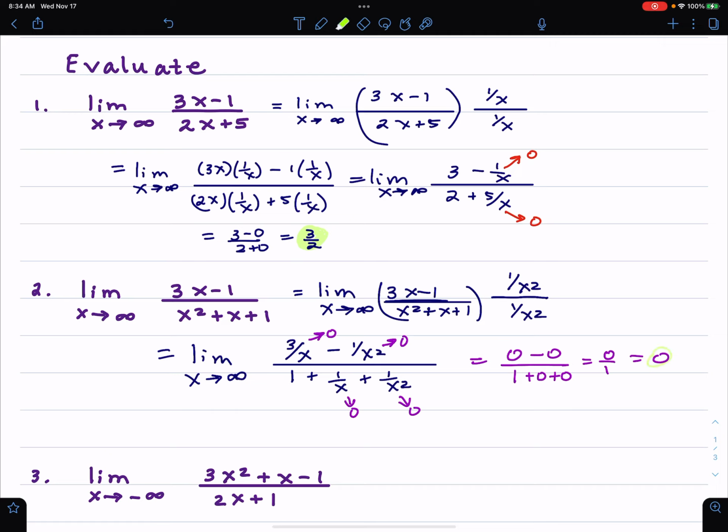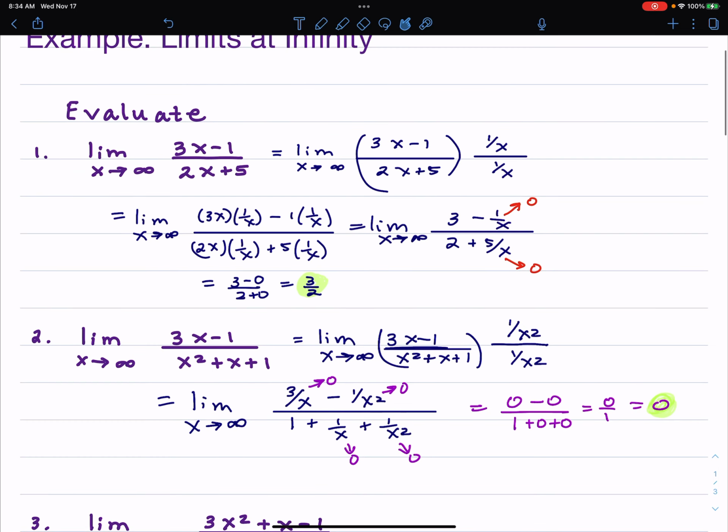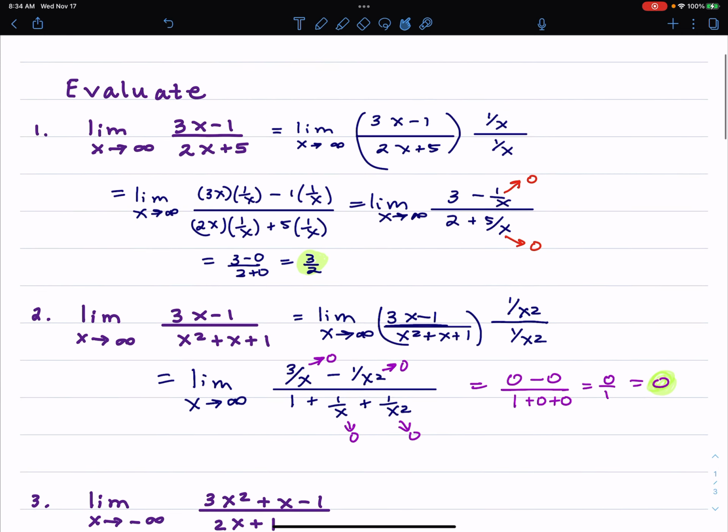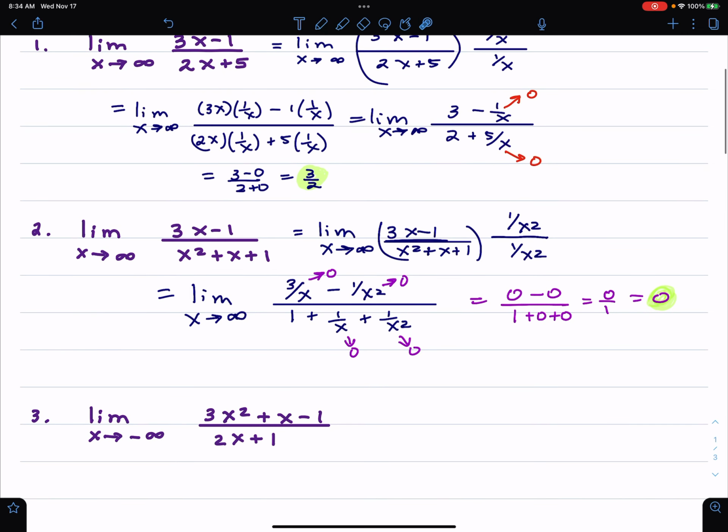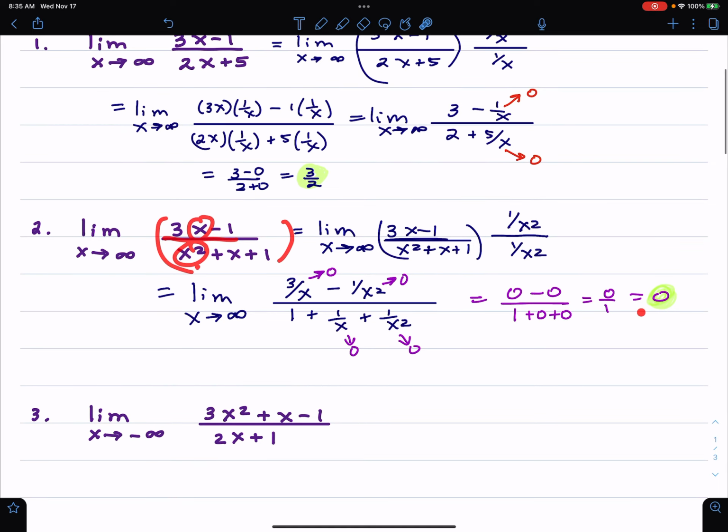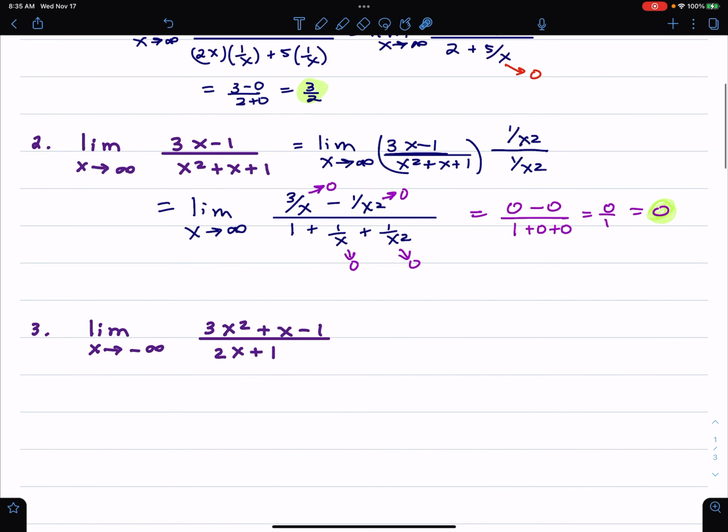This fits into a rule where if we look at a rational function, and the degree of the numerator is less than the degree of the denominator, then the horizontal asymptote is y equals 0, the x-axis. So that's a rule of rational functions. The degree of the numerator is less than the degree of the denominator. As x goes to infinity, we get limit 0, which means there's a horizontal asymptote, y equals 0. In this next problem, the degree of the numerator is greater than the degree of the denominator.